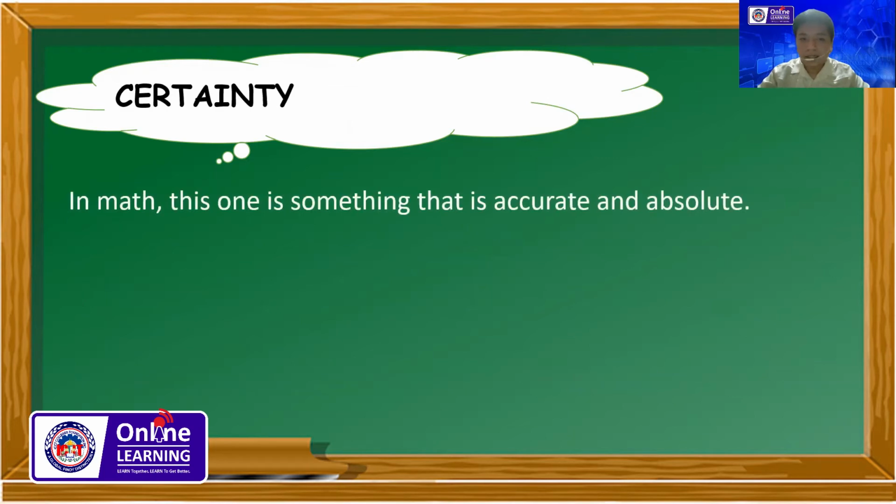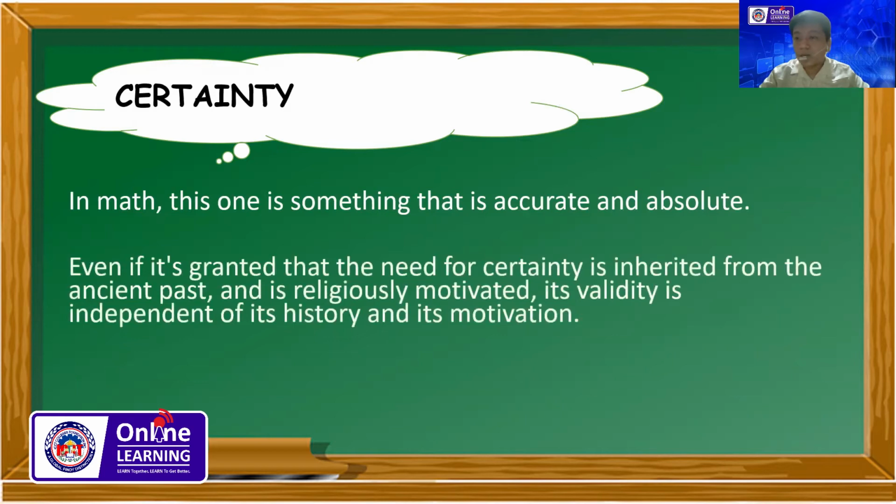Certainty in math is something that is accurate and absolute. If we say certainty, it is something that is accurate or very close to the original value. If we say absolute, that is a definite value or a true value. That is the difference between certainty and mathematical intuition.